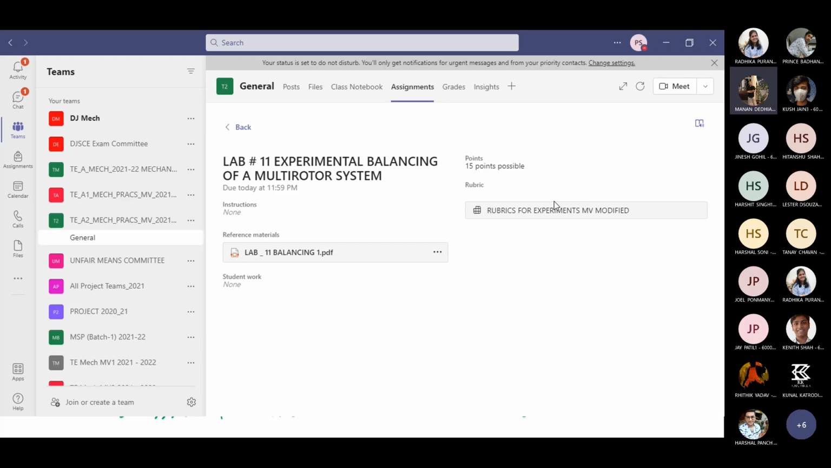So we have to write the procedure in our own words? Yes, the procedure you write, whatever procedure we have followed. Not the balancing diagram setup, but how you performed the experiment: how we found the angular positions and the lateral positions of the masses, and then how we verified that experimentally.